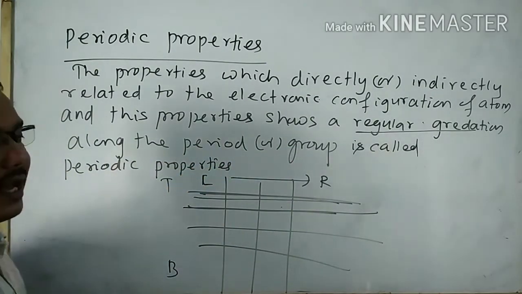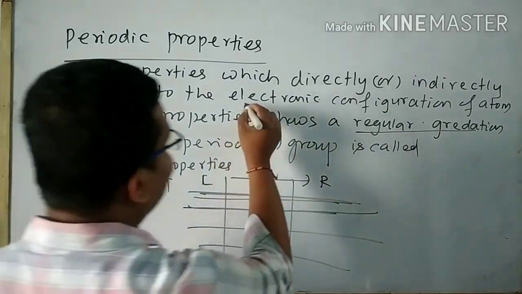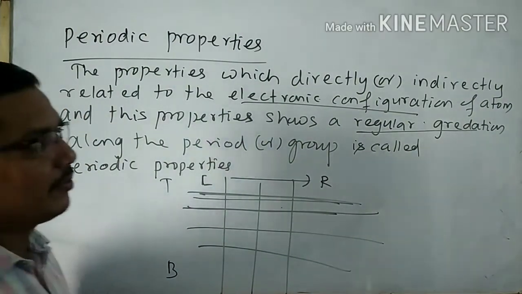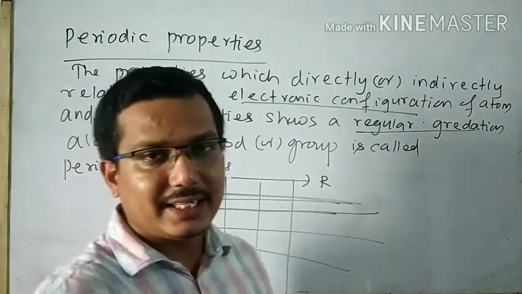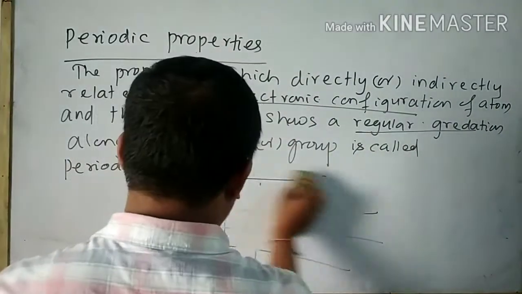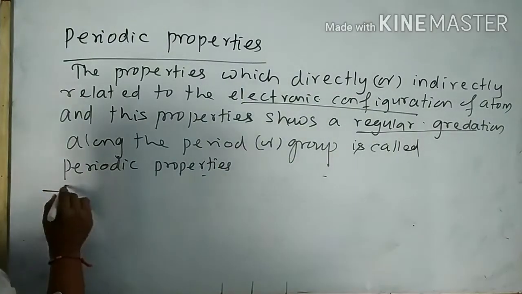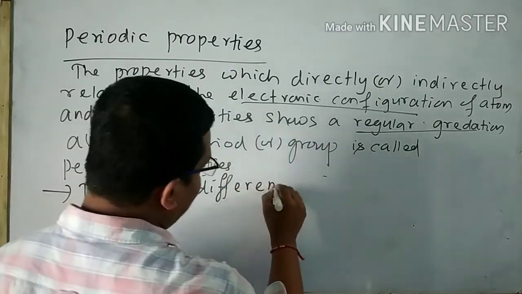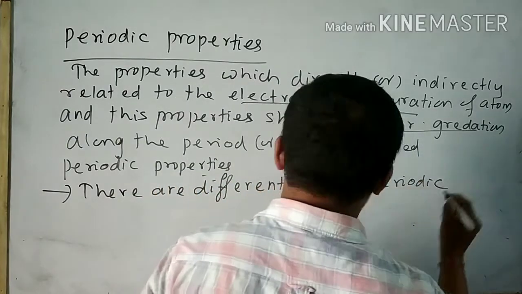These properties are generally called periodic properties, and the periodic property is most related to the electronic configuration of the atom. Accordingly, as the electronic configuration of the atom changes, the periodic property goes on decreasing or increasing. There are different types of periodic properties.